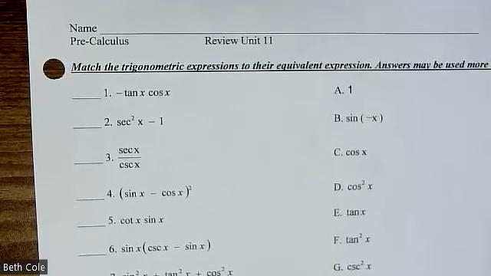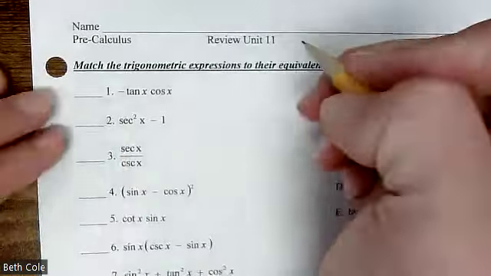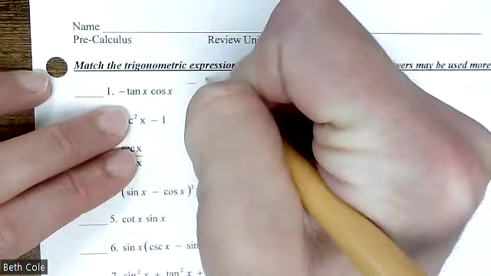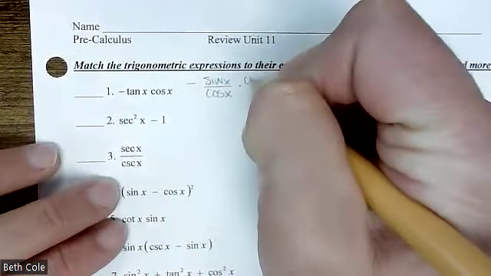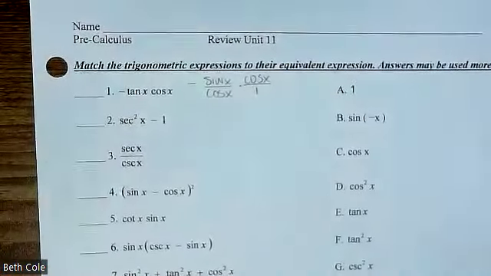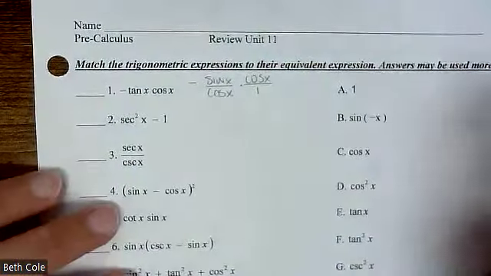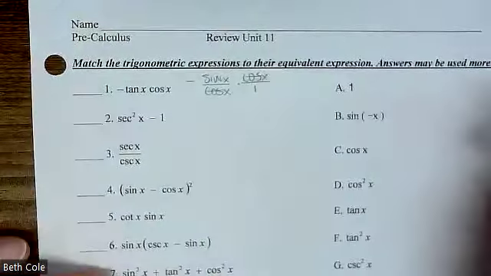So for number one, what can you replace tangent with? Sine over cosine. It's a series of replacements, all right? So this is going to be negative sine over cosine. I'm going to leave the cosine there, but I usually write it over 1. And then what's going to happen? Yeah, they can't. That's the whole idea of writing it in sines and cosines.